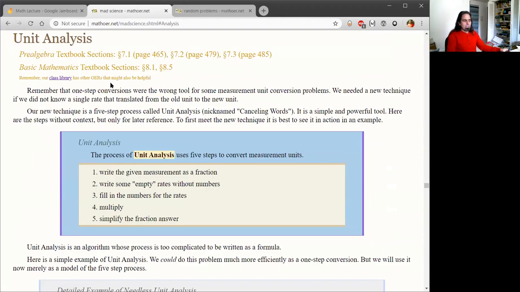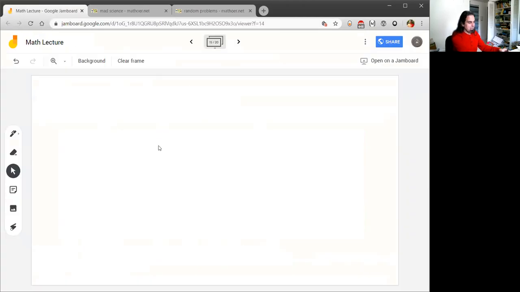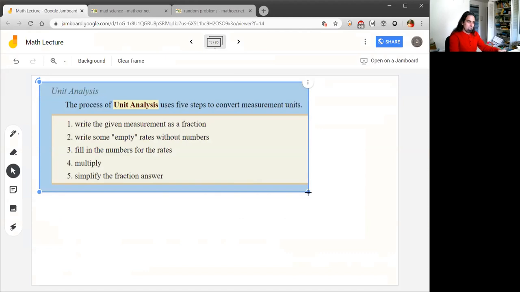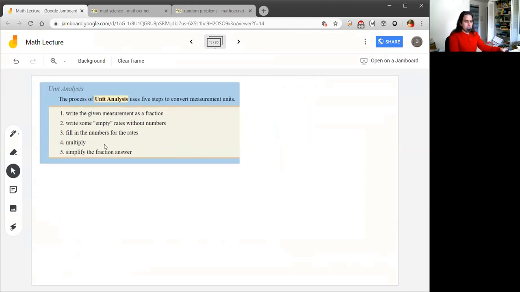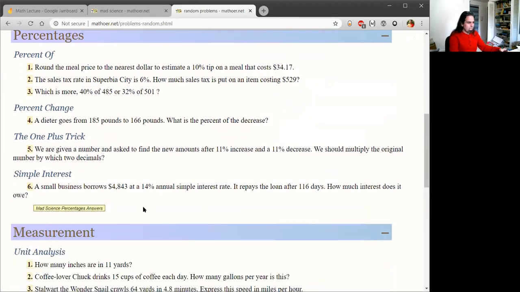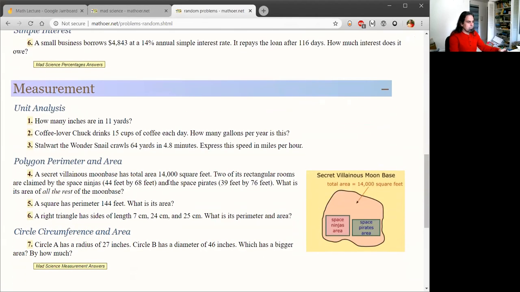Okay, so unit analysis, we should review that also. We're not going to get to anything new today, which is fine, not a problem. That's today. Remember this process from last class? Let's do one of these. Let's do all of them.